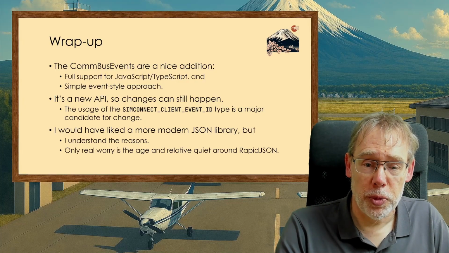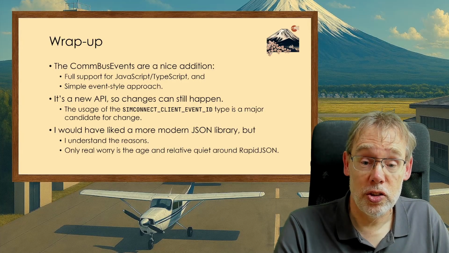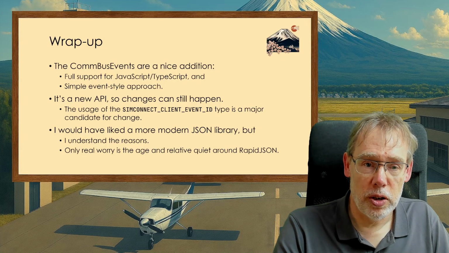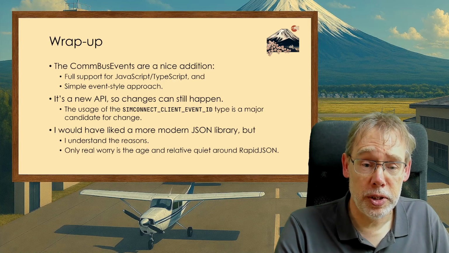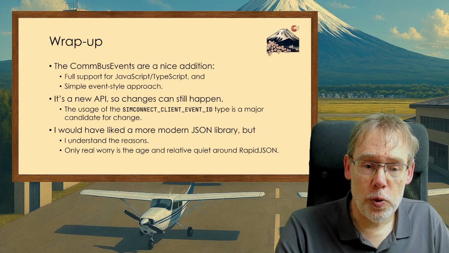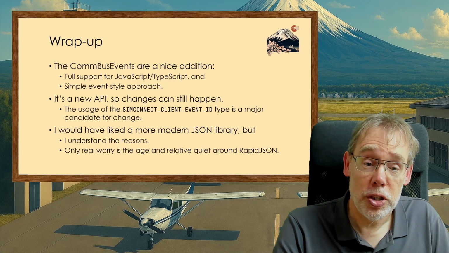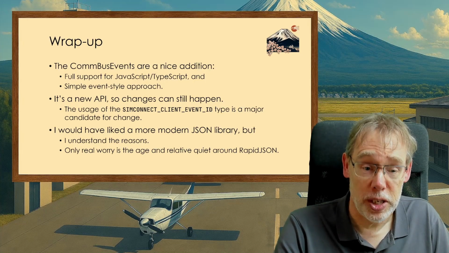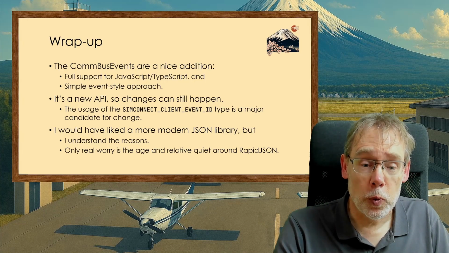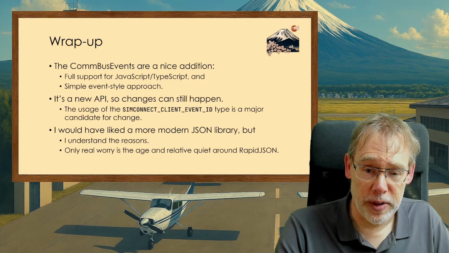I would have liked a more modern JSON library, but that's because I'm not running add-ons that are dependent on very frequent messages. So I understand the reason for it. If you have very simple messages with just a few fields and you are creating those messages yourselves, seriously consider just using regex, because it will be even faster than using RapidJSON. The only real worry I have with RapidJSON is the age and the relative quiet on GitHub around it.